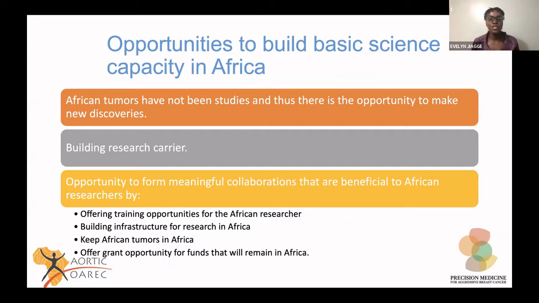And so there is the opportunity for us to build the capacity for doing basic cancer research in Africa, because the African tumors have not been studied as much as other tumors have been studied. And so there's the opportunity to make discovery. I'm very mindful of my time. We have the opportunity for building research careers.